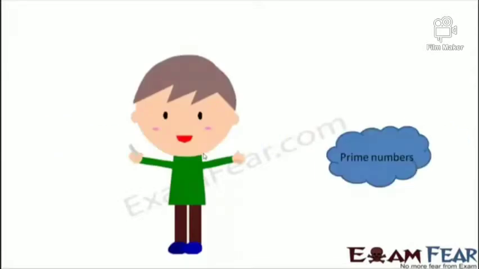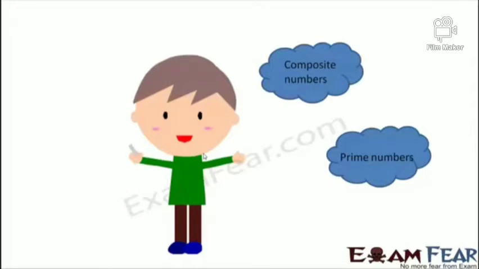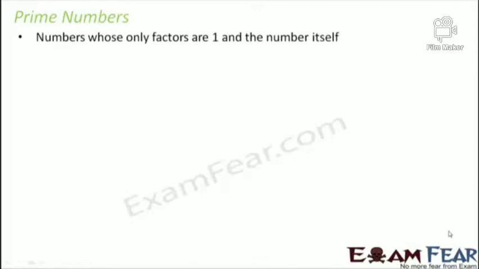So what are these different types? We will talk about prime numbers, we will talk about composite numbers. So let us look at what prime numbers are. The word prime means something which is important, which is primary. Those are the places where we use the word prime. Now these are those numbers whose only factors are 1 and the number itself.